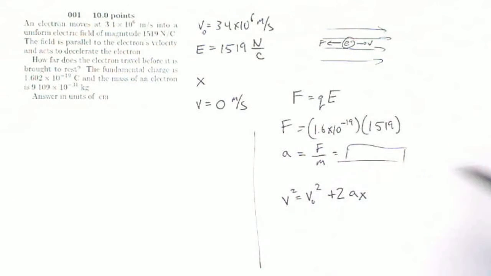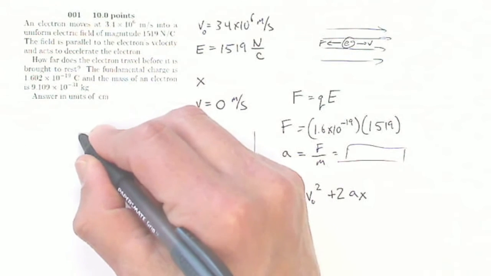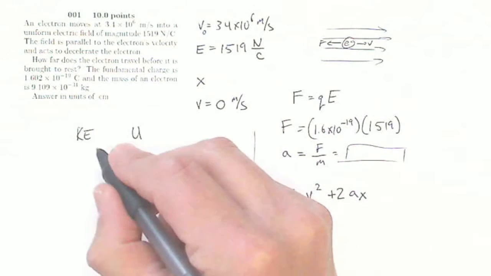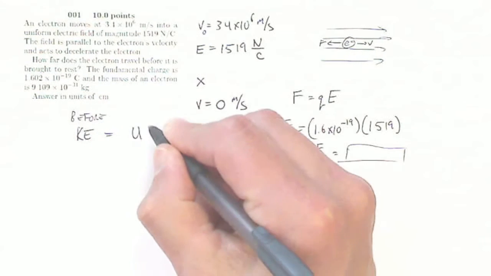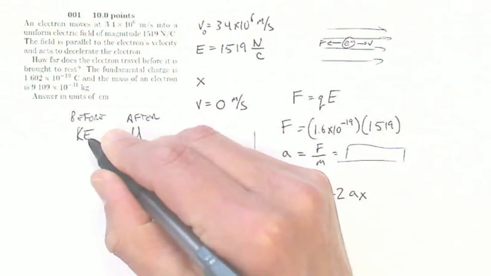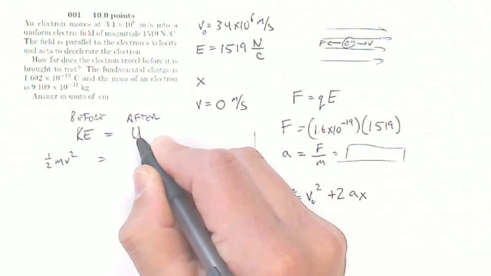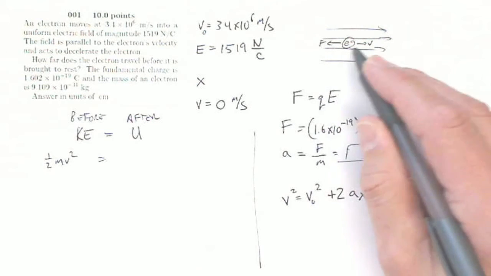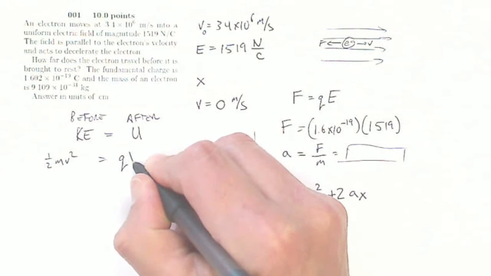The other way to do that would be to think about conservation of energy. I could do conservation of energy where the electron is moving with some kinetic energy, and then it's going to gain some electric potential energy as it moves into the field and comes to rest. So my kinetic energy beforehand is going to equal my electric potential energy afterwards. Well, my electron's kinetic energy is going to be 1/2 mv squared. My electron's potential energy is going to be based upon the voltage, so that is going to be QV.